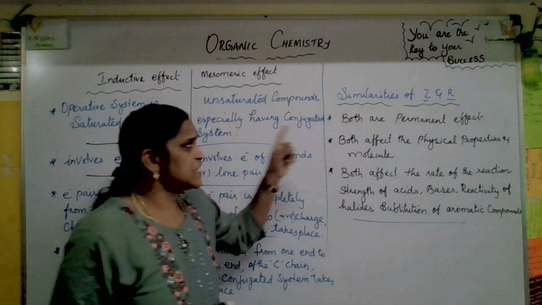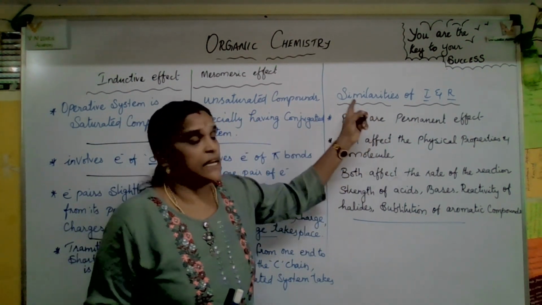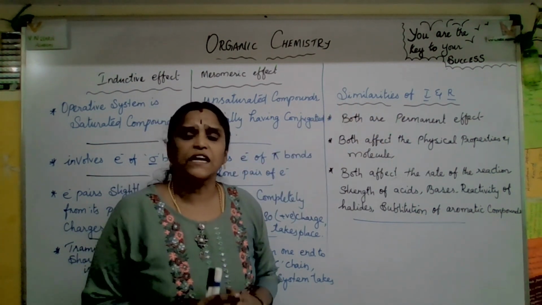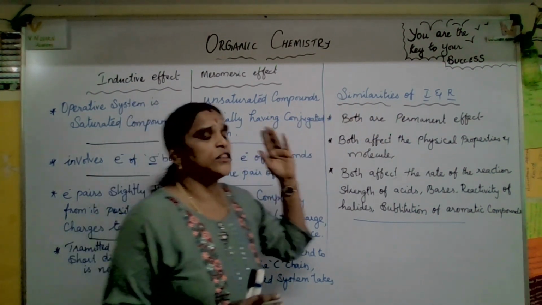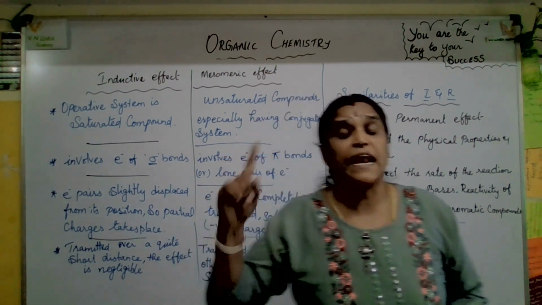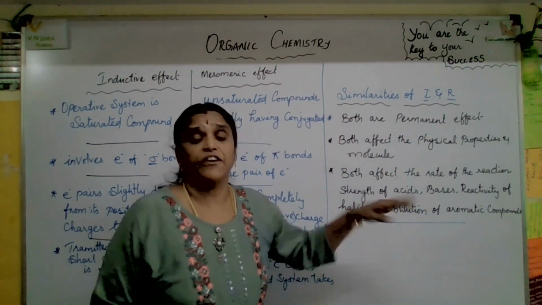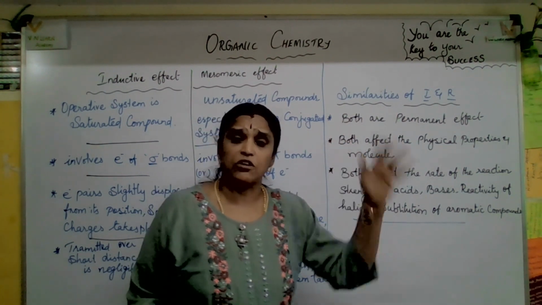Okay, now first and foremost, the similarities we can see between inductive effect and resonance effect or mesomeric effect. What are the similarities you can find? Both are permanent effects, whereas the electromeric effect is a temporary effect. Here, inductive effect is also a permanent effect. Resonance effect is also a permanent effect.